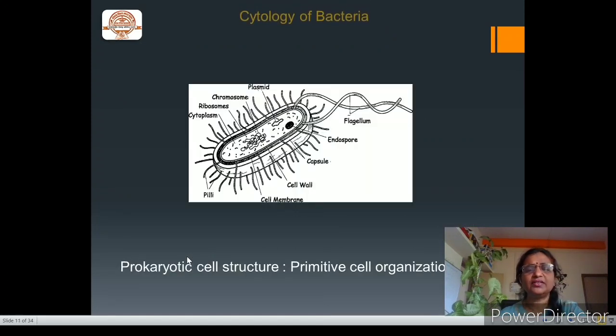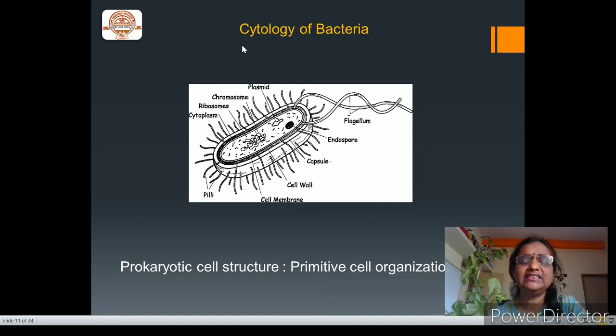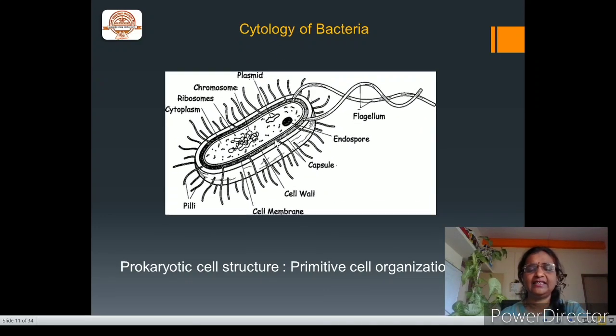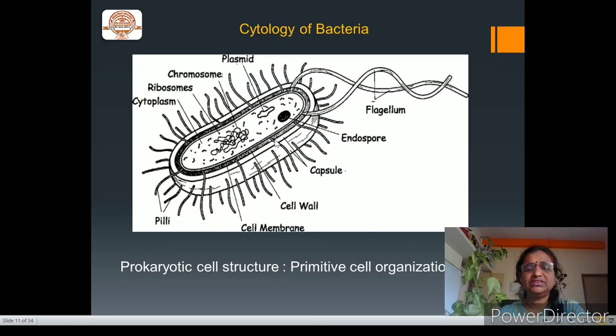Now let us go for the cytology of a typical bacterial cell. Cytology deals with the study of bacterial cell structure, which are the parts of bacteria, how they are arranged, what is the chemical nature of these different parts and how they function. Now this is the transverse section of a typical bacterial cell, showing different parts of a bacteria.